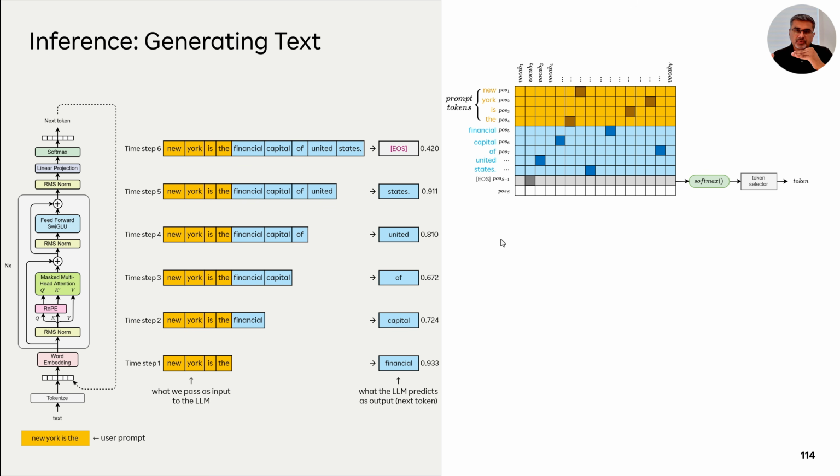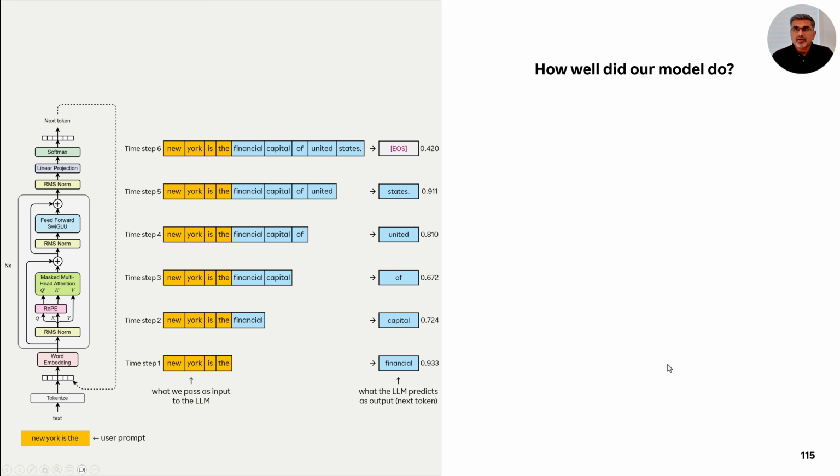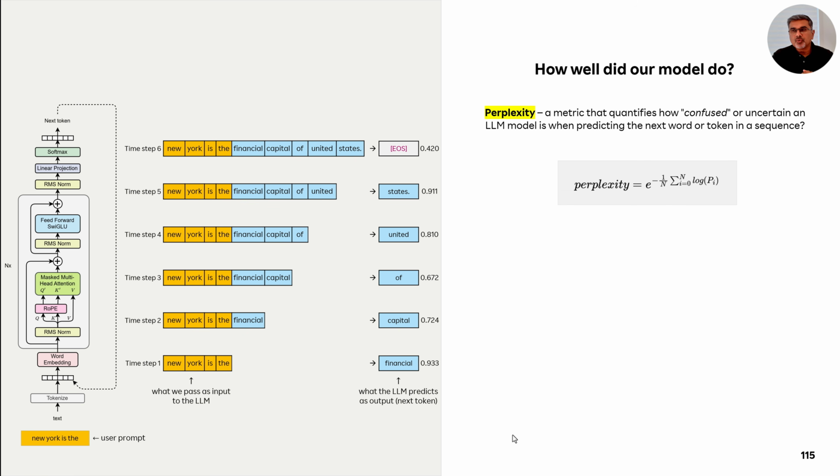Very good. How did this model do? So there's a measure called perplexity. This is a metric that quantifies how confused the large language model was when it was picking these tokens. That's the reason why it's called perplexity. How perplexed was it? And the formula for calculating that is actually very simple. So the perplexity of a generation can be measured as e to the power of the negative average of the log of each of the probabilities of the tokens that it produced.